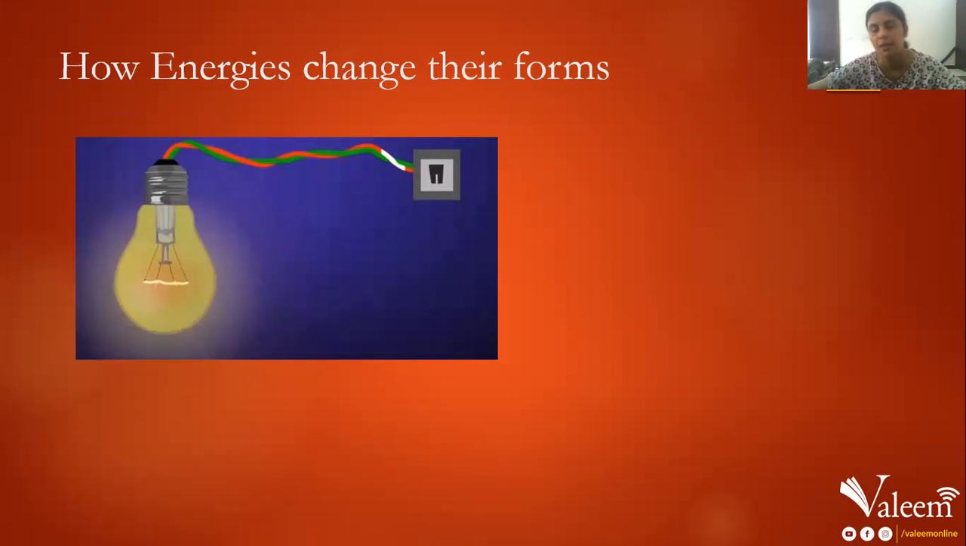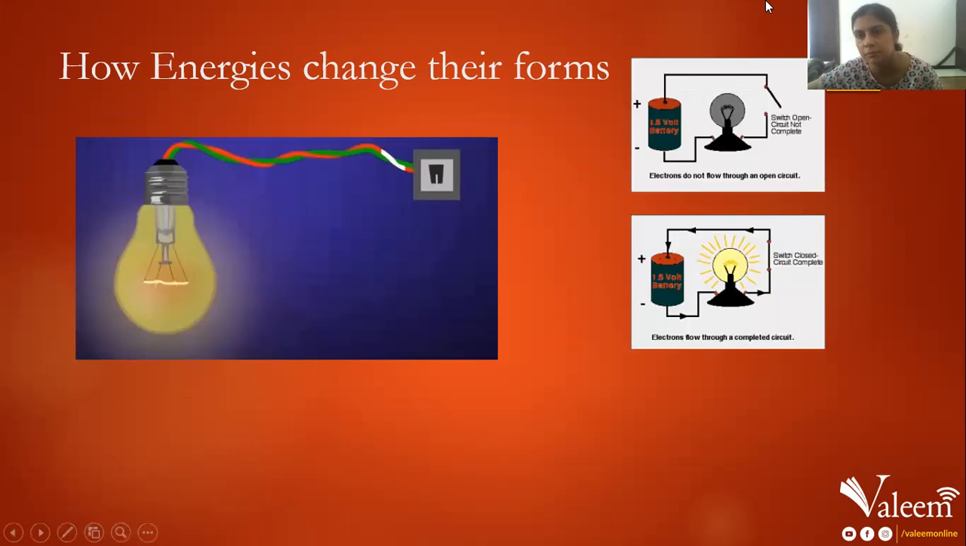Now let's look at another example. Look at these batteries. A battery is an example of a chemical store. When a chemical store converts its chemicals into electrical energy, this electrical energy is then transferred into the bulb, and converts into light and heat energy. So chemical energy is converted into light and heat energy. This is how energy changes from an energy store to an energy transfer.